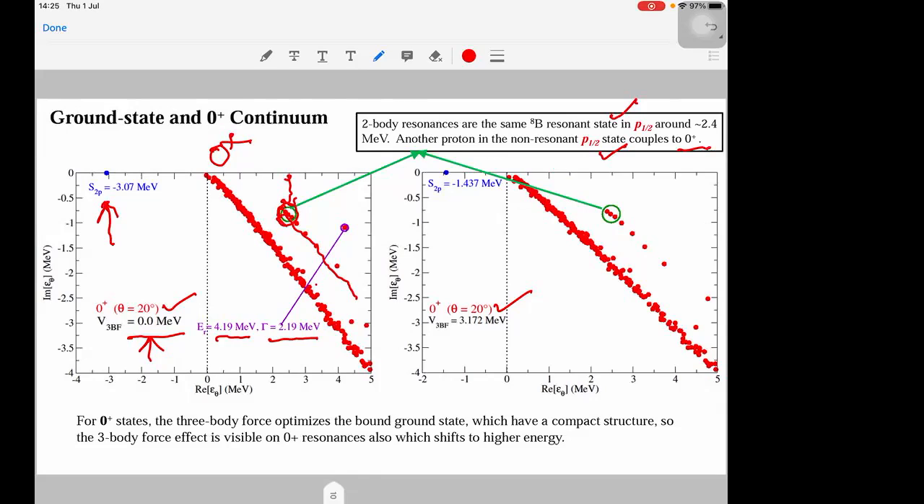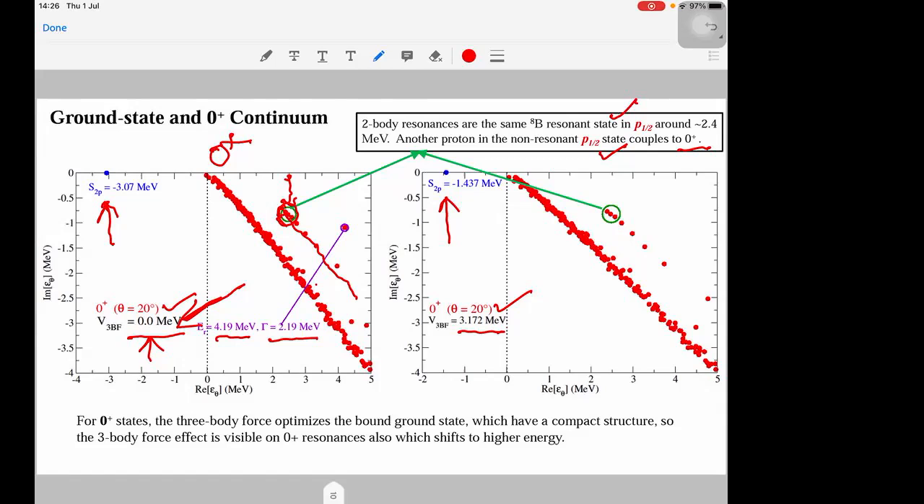Now, I would like to tune my three-body force, which is the only free parameter. I tune it to some value which can reproduce the two proton separation energy. But what happens to the three body resonance when I tune this ground state to this accurate two proton separation energy? This resonance shifts to higher energy, which means it moves out of this picture, somewhere in between 5 to 6 MeV.